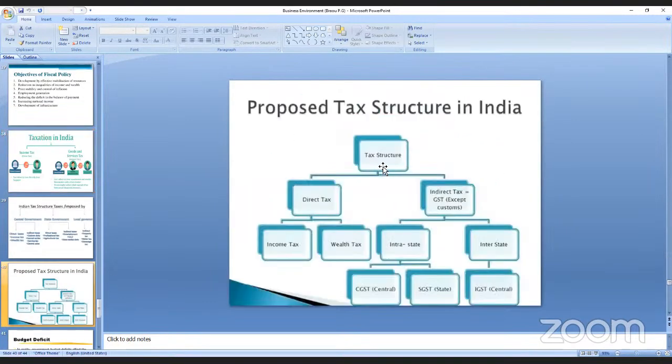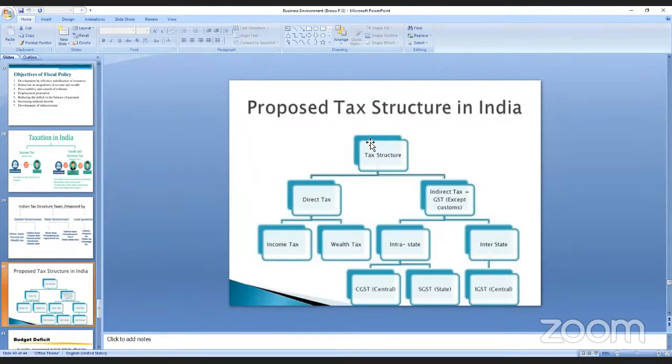So this is the proposed tax structure, you can take it. The tax structure is classified into two: one is direct tax, the other is indirect tax. Indirect tax is nothing but GST, except customs. Customs, you know, customs duties.